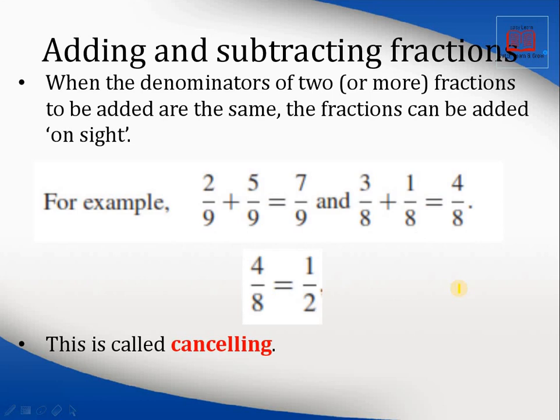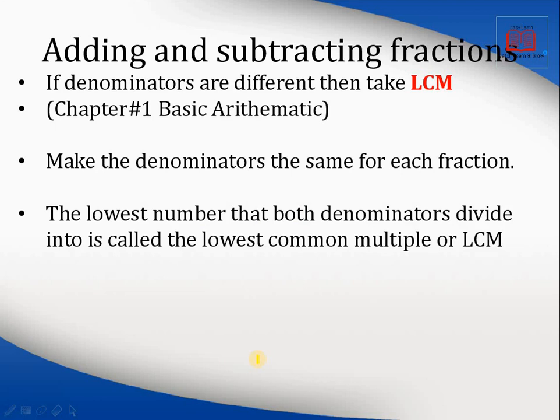It can be simplified further by dividing by the simplest prime number, that is 2. After dividing by 2, 4 over 8 becomes 2 divided by 4. Then if we continue this process, it becomes 1 by 2, and this is the simplest form. This process is called cancellation or the cancelling process.